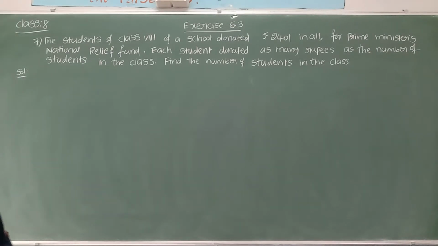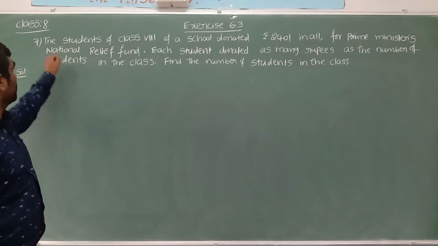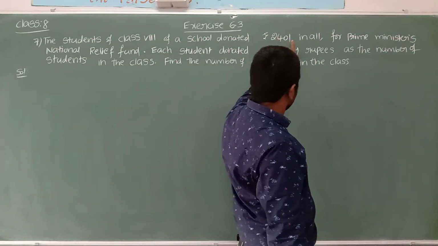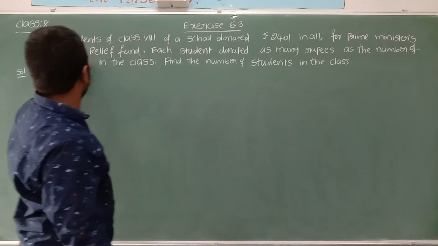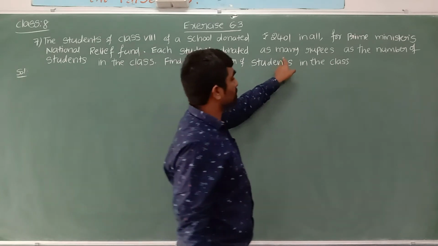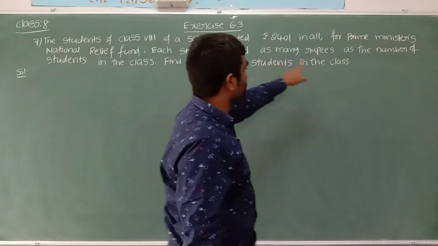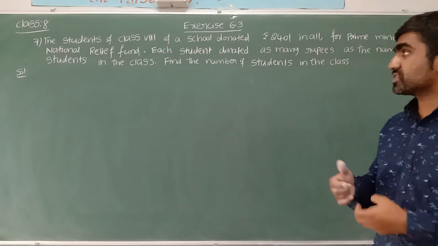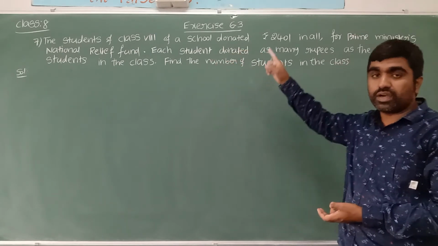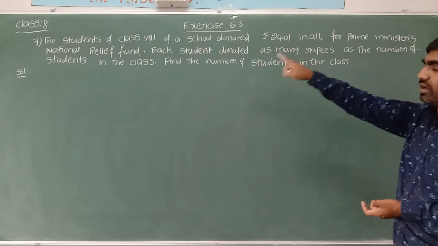Okay children, we'll see one application here, a real life example based on square root. The students of class 8 of a school donated rupees 2,401 in all for the Prime Minister's National Relief Fund. The condition is that each student donated as many rupees as the number of students in the class. Find the number of students in the class.